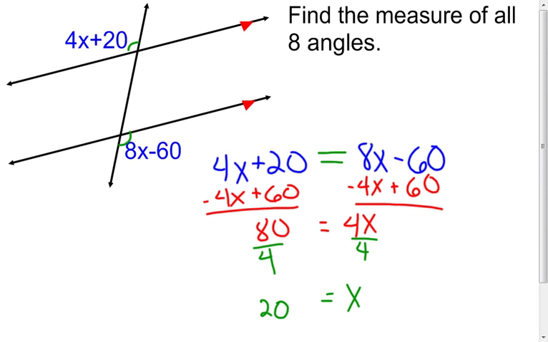So I'm going to come back here and work with the angle that I think is going to be easiest to work with. I would rather add than subtract, so I'm going to go to the top angle. I have to take 4 times my x value, which I just found out to be 20, and then add on the 20. When that's all said and done, that's going to come out to be a 100-degree angle. So there's the measure of this top left angle.